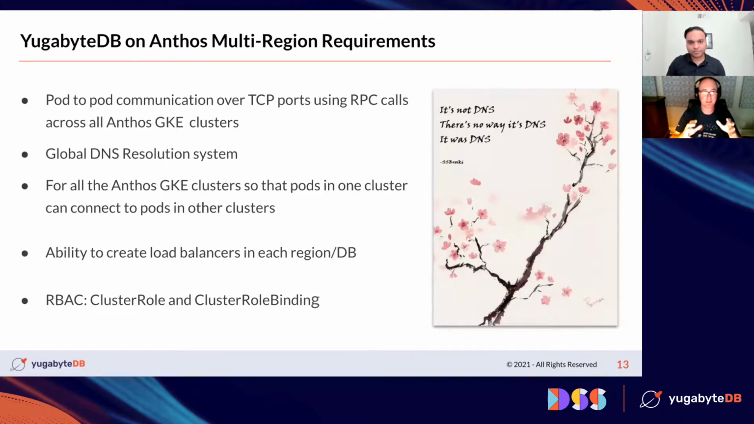What does it take to get YugabyteDB to run on Anthos in multi-region deployments? Well, you need the ability for the different GKE clusters to communicate with each other via TCP. You need a global DNS resolution system so that whatever cluster you're in, you can talk to the other clusters. And that's why I have my favorite DevOps haiku over on the right there about how important DNS is. And then you need to be able to create load balancers and have the correct role-based access control to do a cluster role and a cluster role binding. So if you have those pieces together, you're able to deploy Yugabyte on Anthos.